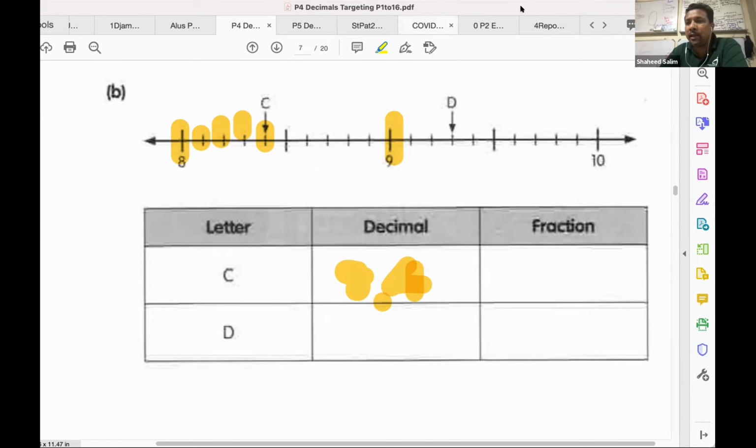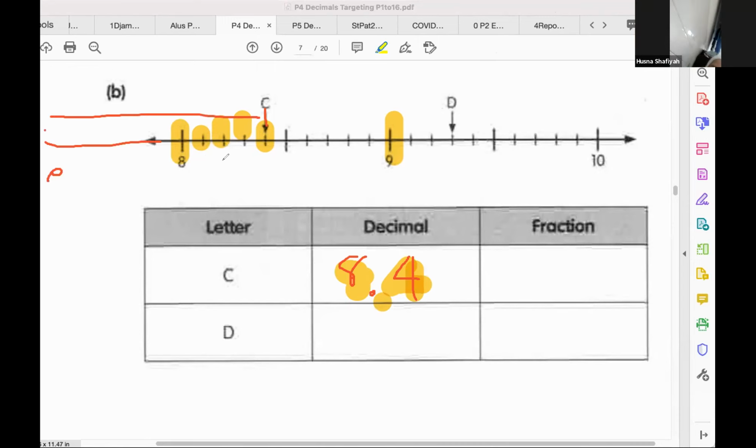So what about the next one? D. Come on, you can do it. It's 8.4. So how did you get 8.4? You see down here? This is actually a very long ruler. The long ruler starts from 0. I also get 8.4. You also get 8.4? Alhamdulillah. Means you are able to do it. Okay, great. What about the next one?